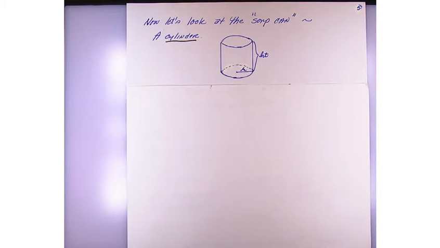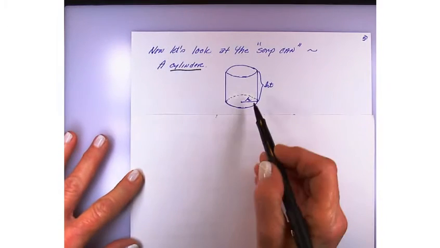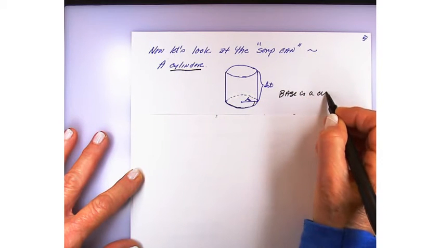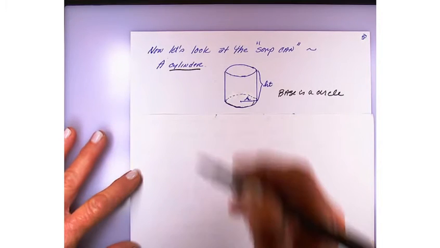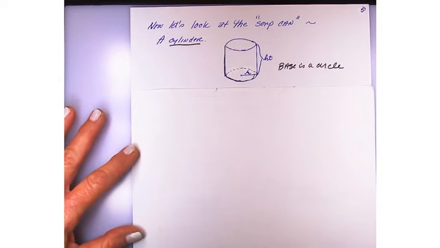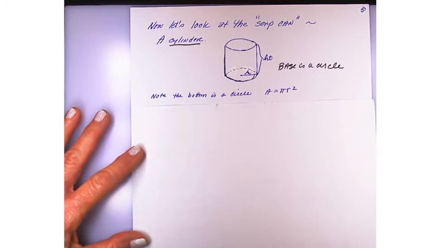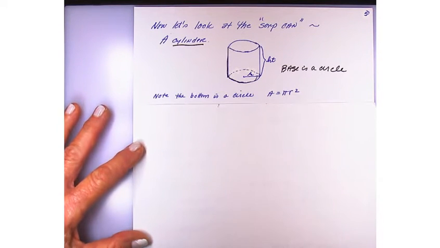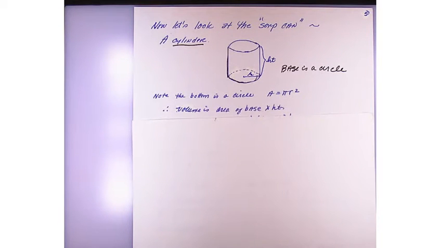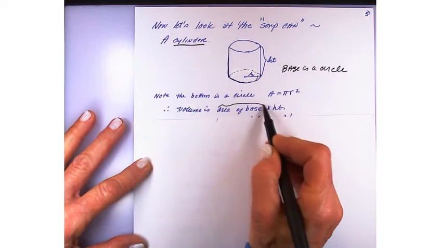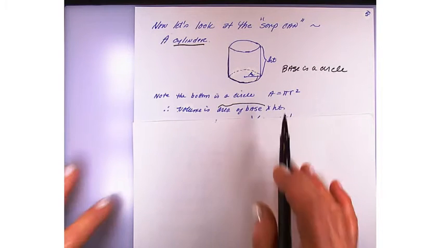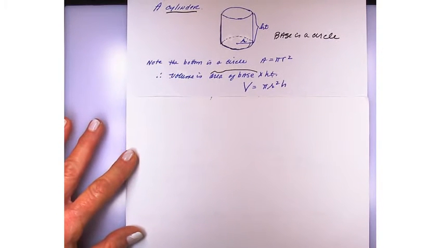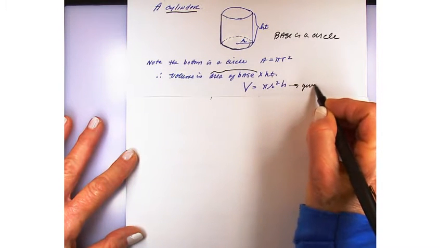So here we have a cylinder. Notice that the base of the cylinder is a circle. Okay? And then of course our soup can has a height, and we just call our height H. So to find the area of the base, which is the bottom, we know that the area of a circle is pi r squared, and volume then is always going to be the area of the base of whatever figure we're doing times the height. Okay? So our volume is pi r squared h. So once again, that will be given to you.